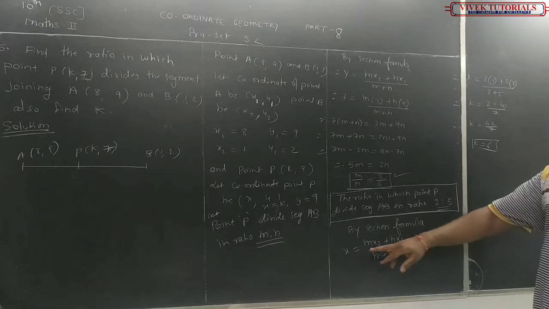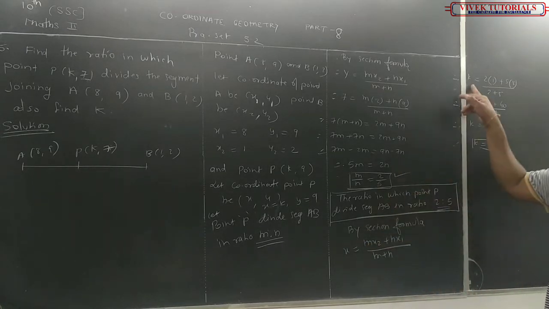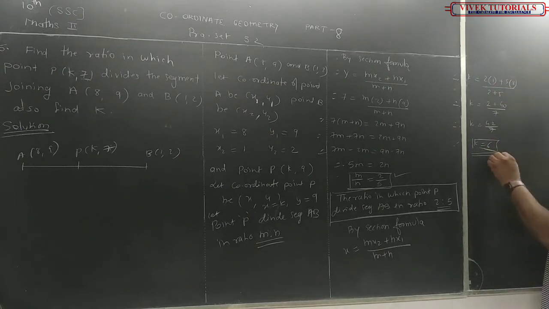By the section formula, now we have to find the value of k. So we substitute k in place of x, and we'll get the value of k. I think it is a very easy question, so copy it down properly by pausing the video.